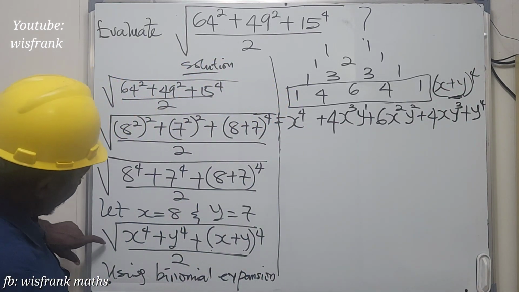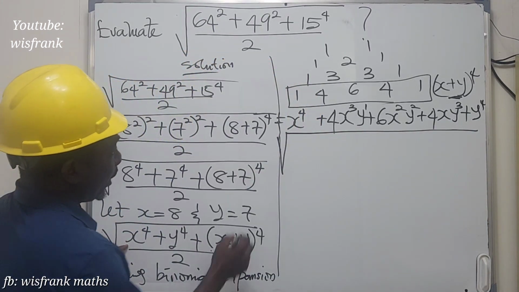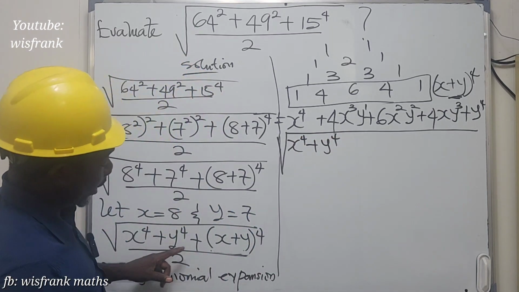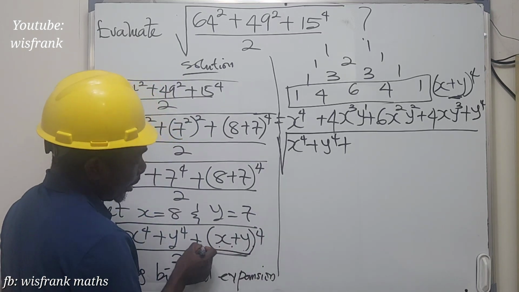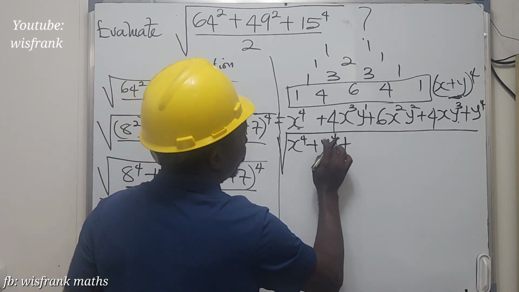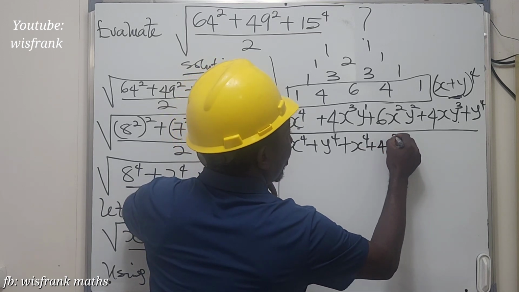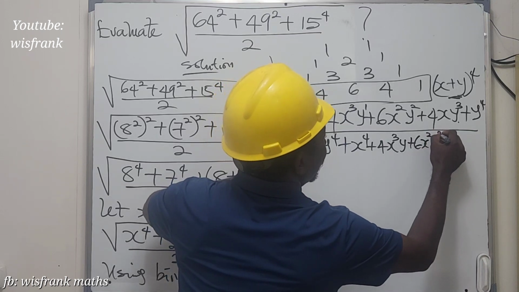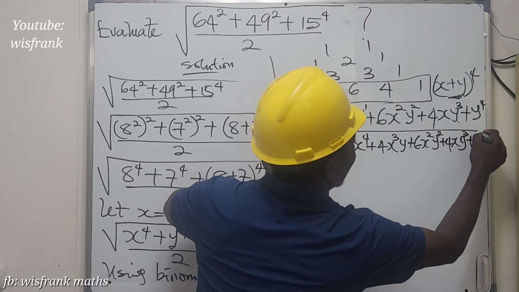So here we still have the square root of, and we are going to bring this in. It is going to be x to the power of 4 plus y to the power of 4 for here, then plus x plus y to the power of 4. We are going to replace this using the binomial expansion. So this will become x to the power of 4 plus 4x to the power of 3 y plus 6x to the power of 2 y to the power of 2 plus 4x y to the power of 3 plus y to the power of 4.